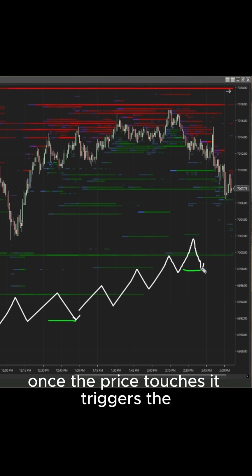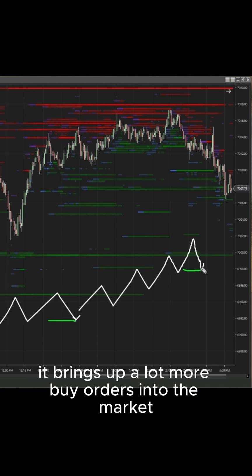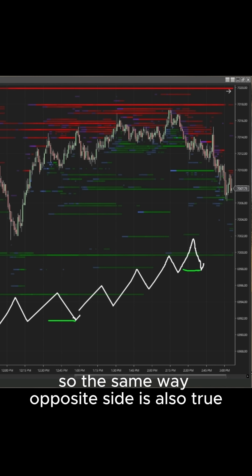Why? Once the price touches, it triggers the limit orders, and then it brings a lot more buy orders into the market that pushes the price up. That's what we're looking for. So the same way, the opposite side is also true.